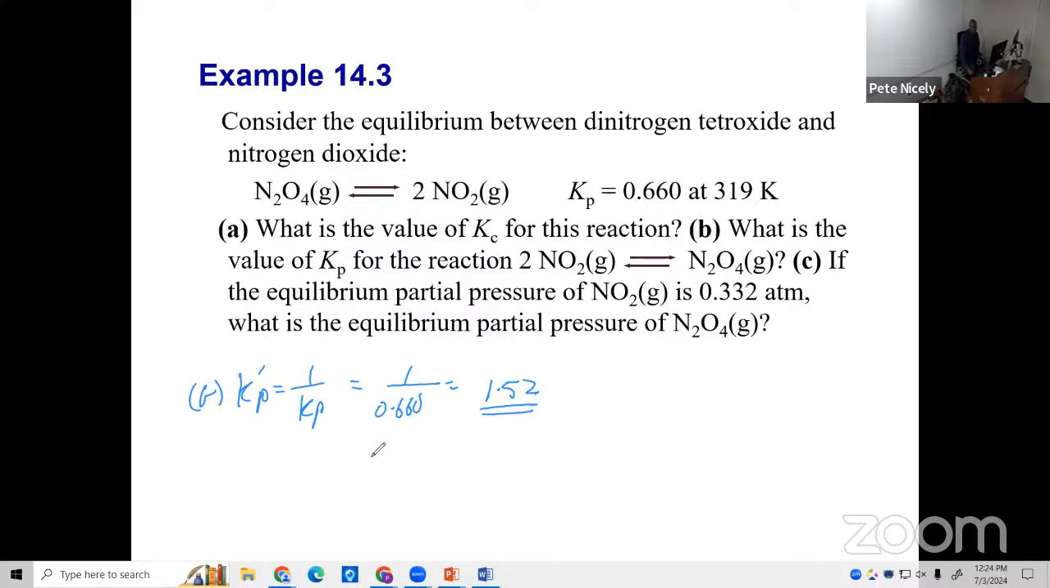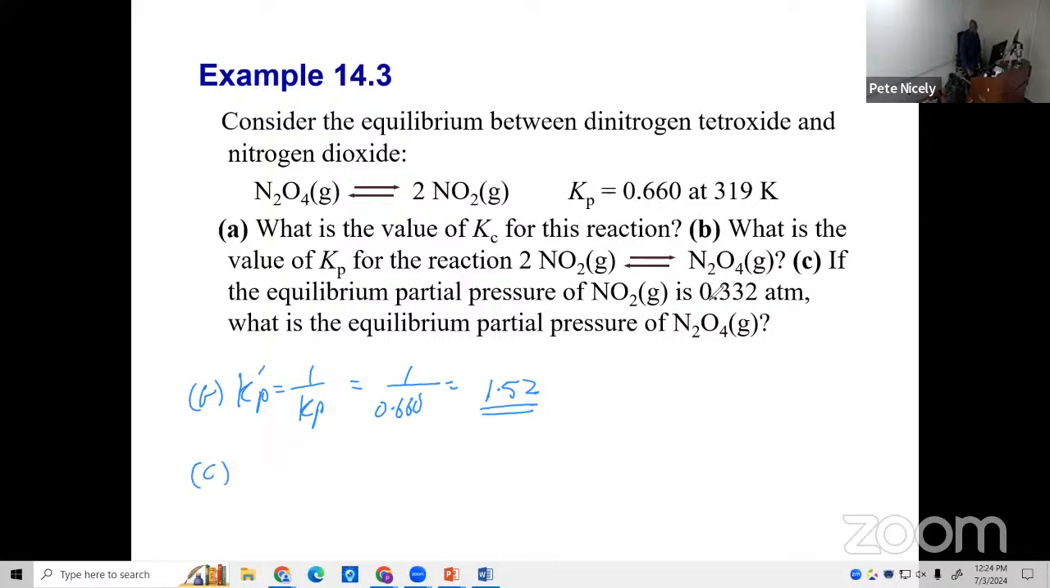Would that have worked if you just used your Kc prime value and then put it into the original Kp equation? Yeah, that would also work. That's a longer route though, but yeah, it would work.